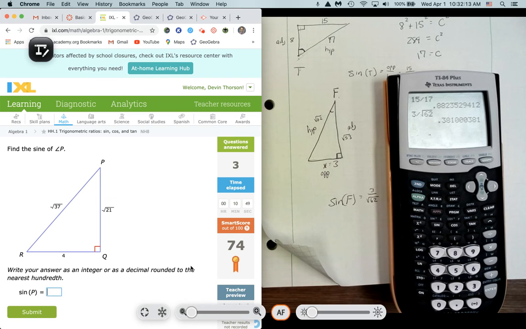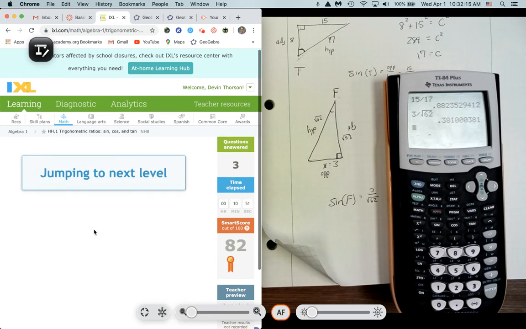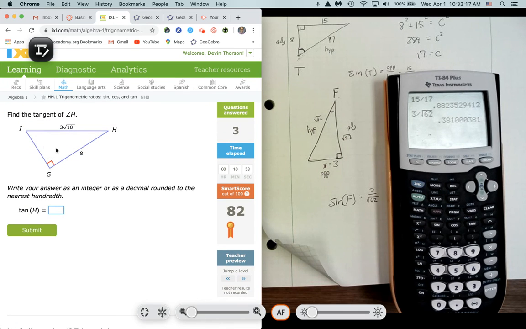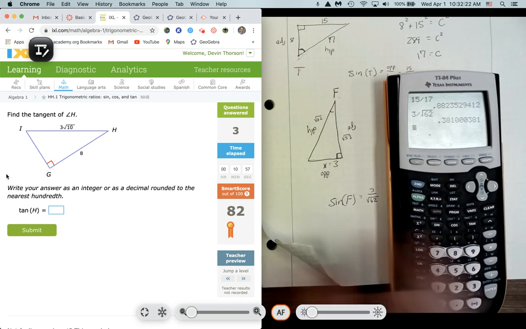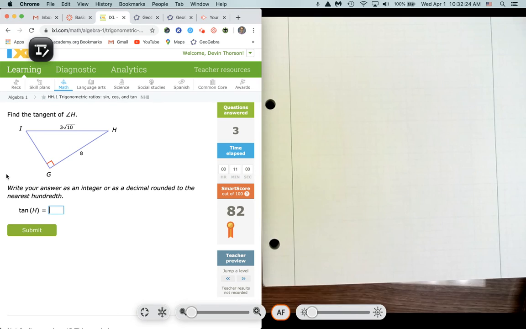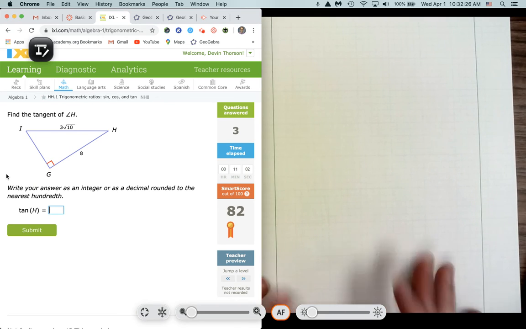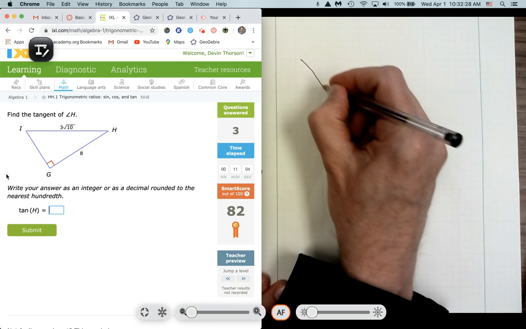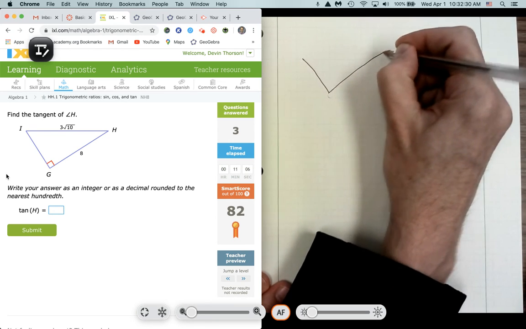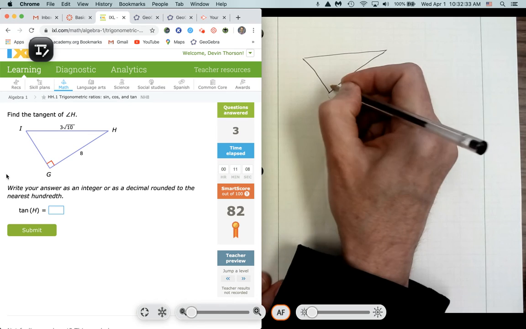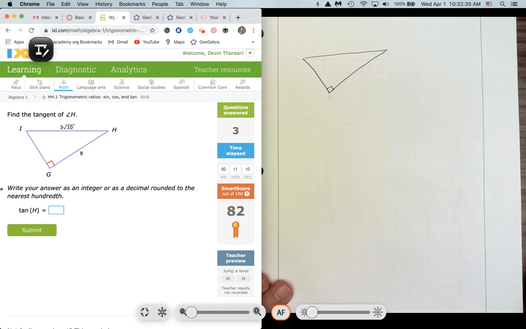So again, as you work through these, you're going to get some that are missing, like this one, it's missing this third side. And so, in fact, let's do this one. I'm going to take an extra minute on this lesson to do this one so you see an example. I'm first going to draw that right triangle on my paper. I'm going to label the right angle, and I'm going to label the angle I'm looking at.